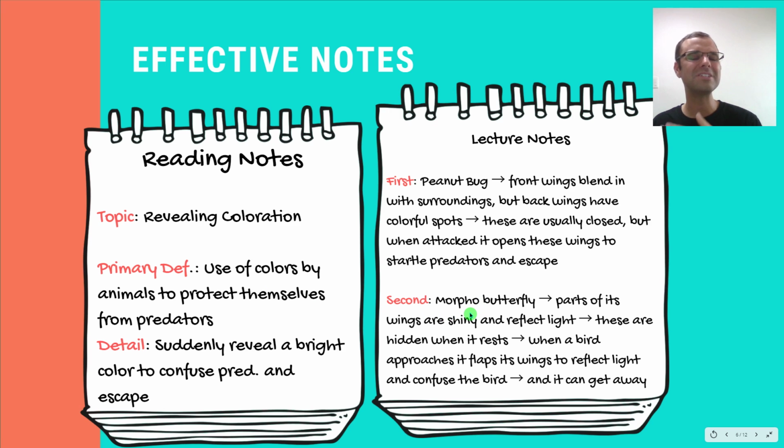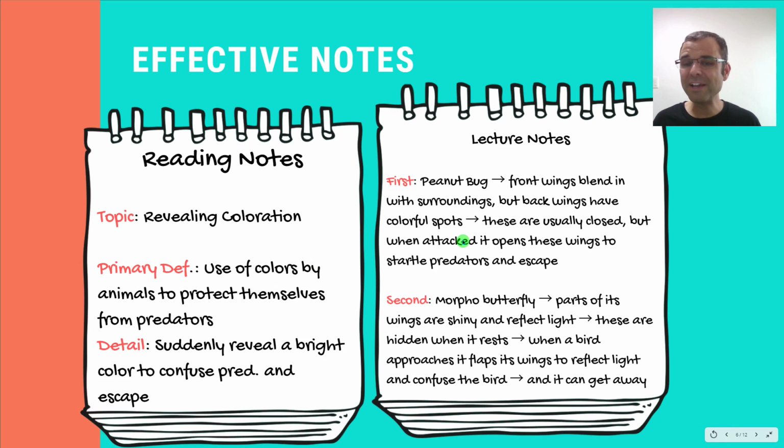Secondly, I took notes about the second example. I started by noting that it's the morpho butterfly which is mentioned as an example. I said that parts of its wings are shiny and reflect light. These are hidden when it rests, and when a bird approaches it, it flaps its wings to reflect light and confuse the bird so it gets away. Again, this is a perfect example of revealing coloration as described in the reading. So the reading and the lecture really match up tightly. That's an important part of the structure of these questions.